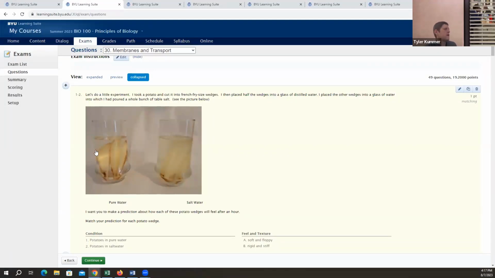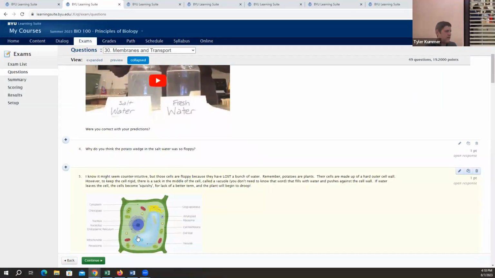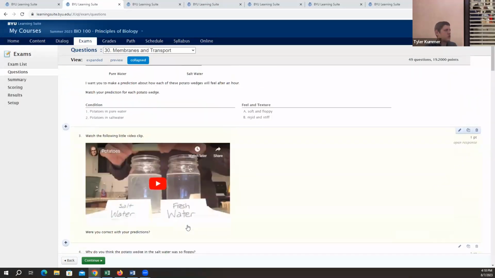It's osmosis. And so it goes from high concentration to low concentration. Well, what that's going to do is cause those potato cells to have their central vacuole, this little structure here, full of water. And that's going to create a lot of turgor pressure. It's going to press out against the cell wall and make that sturdy and strong.